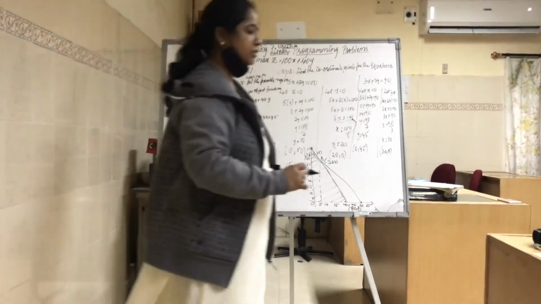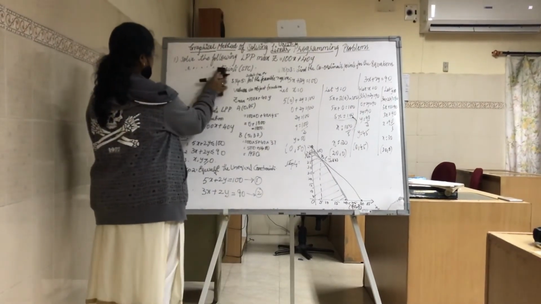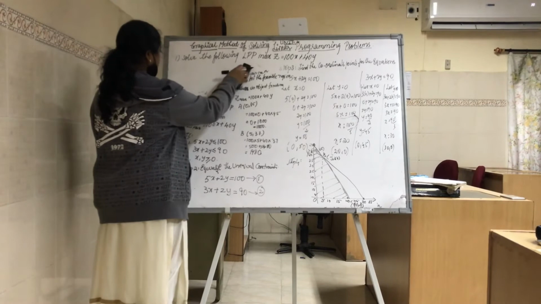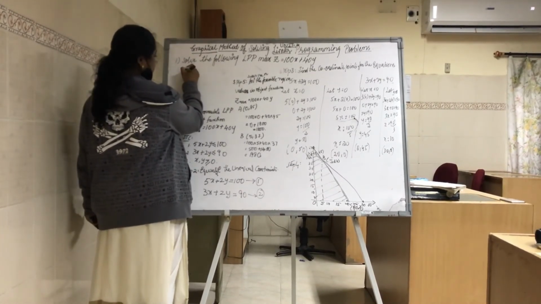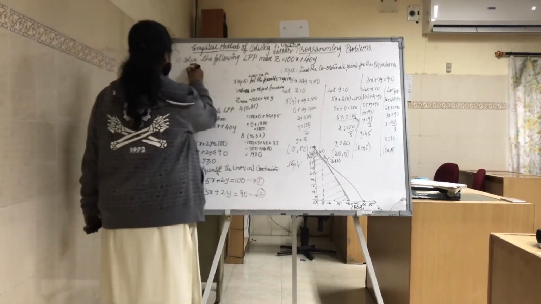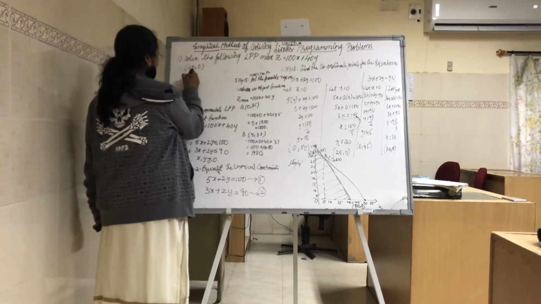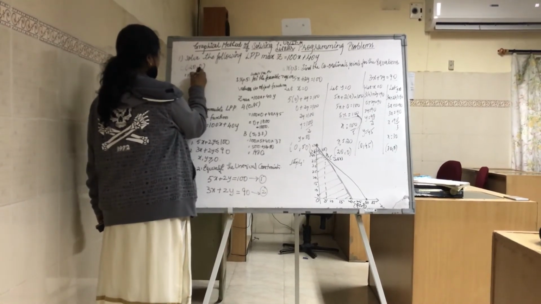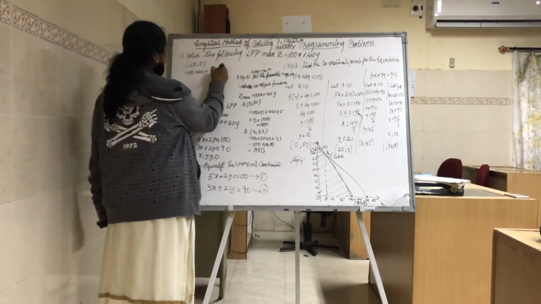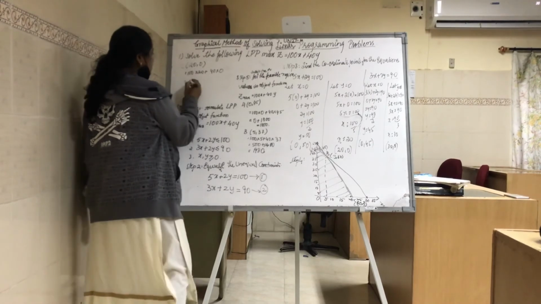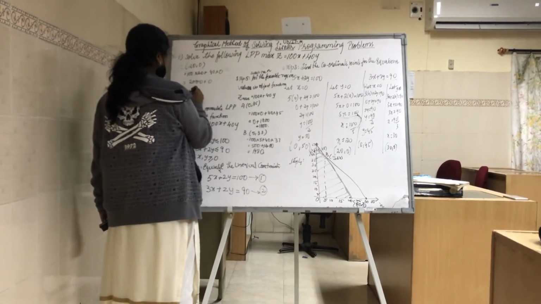Can I erase this question, students? Okay. Here the third, C, is 20, 0. That is 100 into 20 plus 40 into 0. That is 2000 plus 0. So it is 2000.